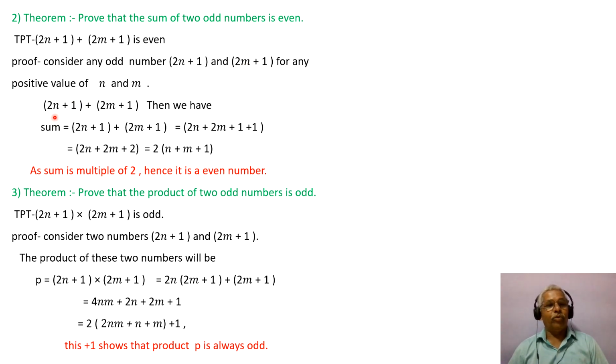So addition: 2n plus 1 plus 2m plus 1, then we have the sum is this one, the addition in both these brackets, you get 2n plus 2m plus 1 plus 1, that is 2n plus 2m plus 2. Taking 2 common, you get n plus m plus 1 into bracket. So this bracket is multiplied by 2. See the argument here, very intelligent argument: as sum is multiple of 2, hence it is an even number.